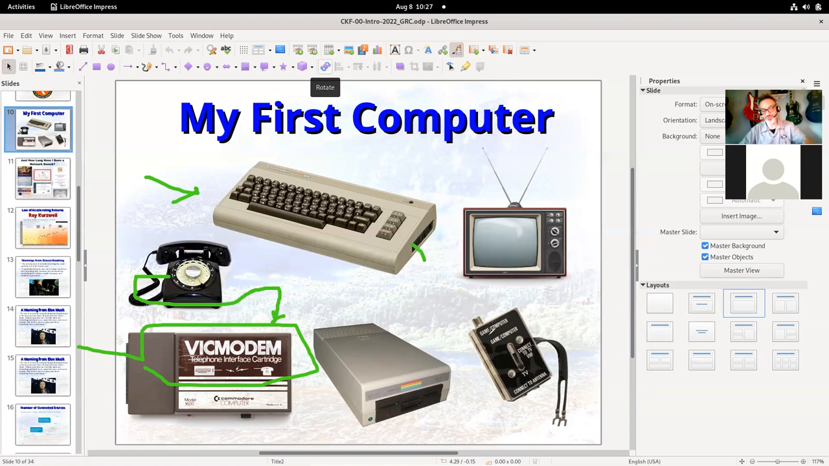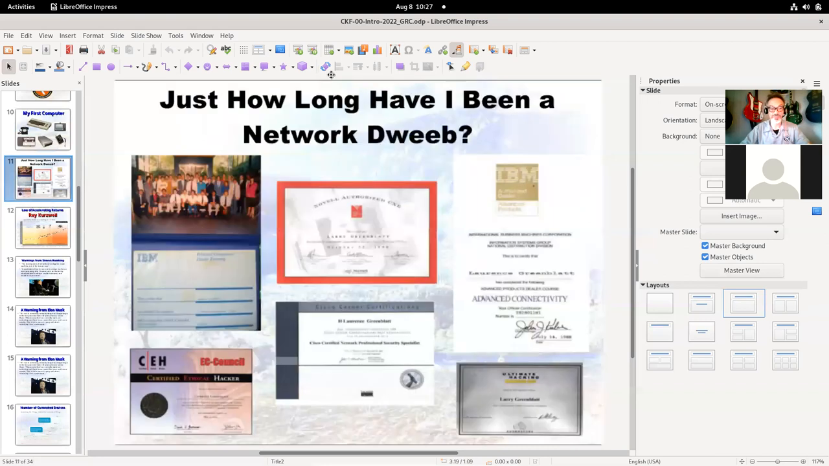We connect to bulletin boards in those days. And I've been doing that stuff for a long time. Anyway, I started working on it and passing exams.